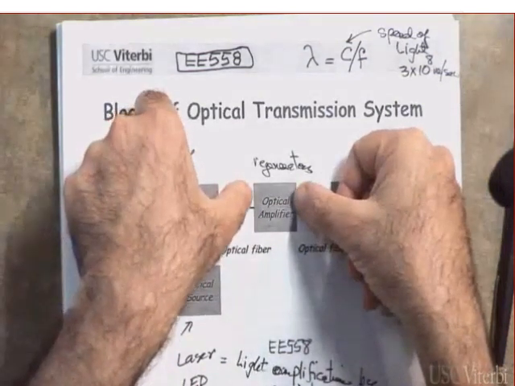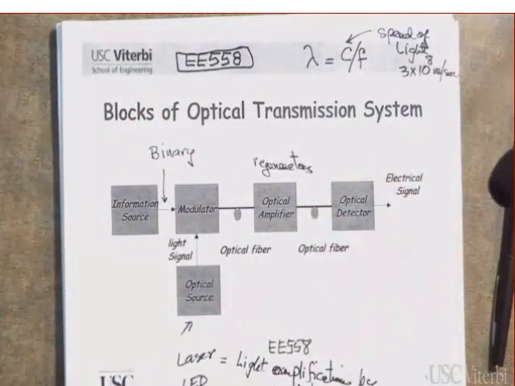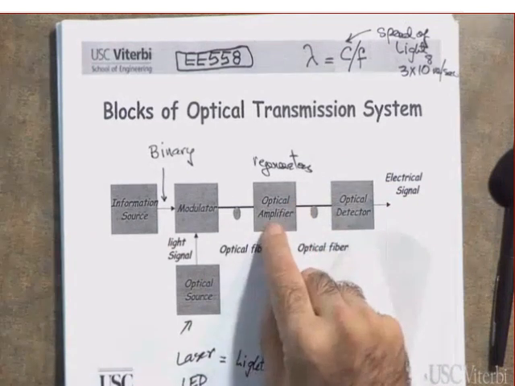And again, as I told you, this one does not need to be spaced every half kilometer. Every 10 kilometers, you might need one. Did you get my point or not? So you get an optical amplifier.